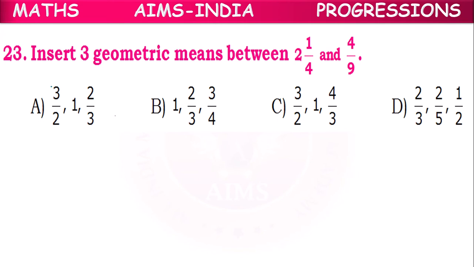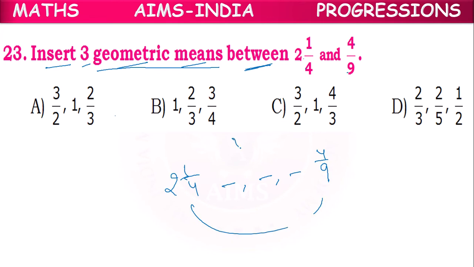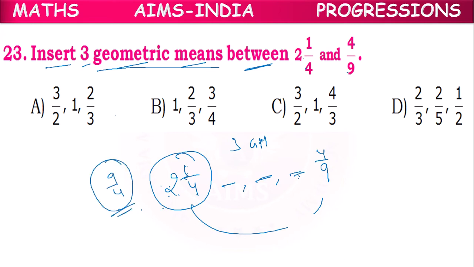Here the question is: insert 3 geometric means between 2 1/4 and 4/9. So we have to insert 3 geometric means between 2 1/4 and 4/9. So in total, these two and the 3 geometric means, 5 terms, will be in geometric progression. Here 2 1/4 is a mixed fraction. If we convert it into a normal fraction, 4 times 2 is 8, plus 1, we can write it as 9/4.